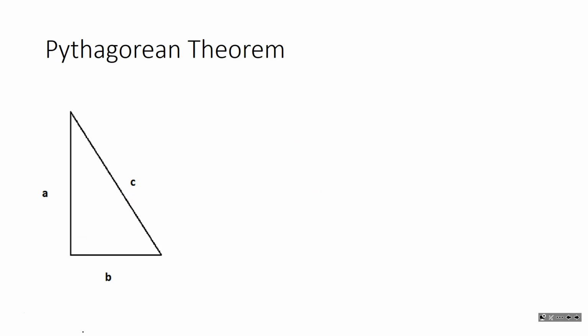If that's the case, then the famous Pythagorean theorem is written simply as a squared plus b squared equals c squared. Let me say once more, it will only work if our triangle is a right triangle.